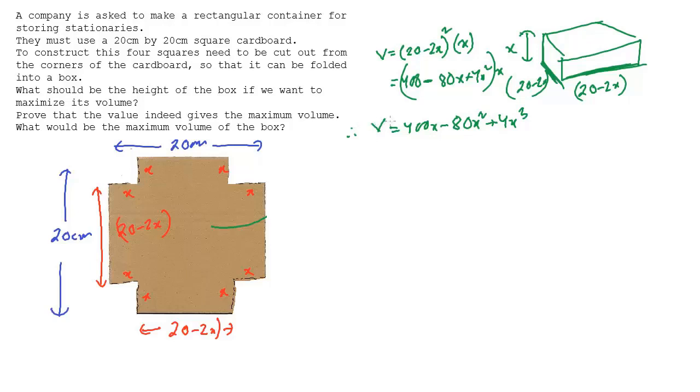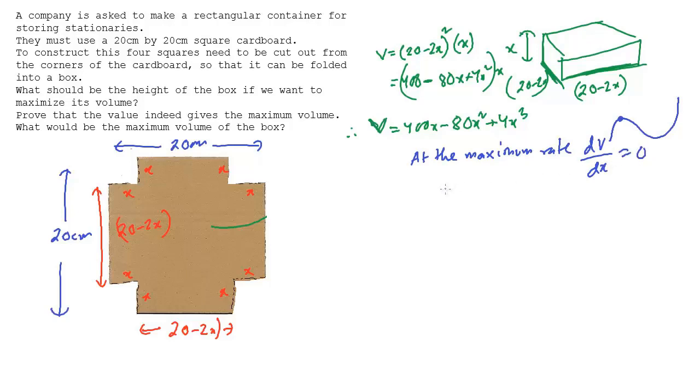And if you notice, this is like a Cartesian equation. Instead of y, we have V. You remember a Cartesian equation has a shape like this, and the maximum value would be somewhere around here. So basically what we're looking for is the turning point. Now we have to find the value of x for which it is maximum. So we can write, first of all, dV by dx. At the maximum value, the derivative would be equal to 0.